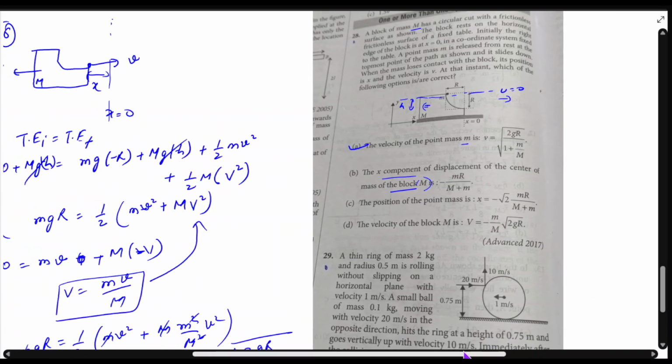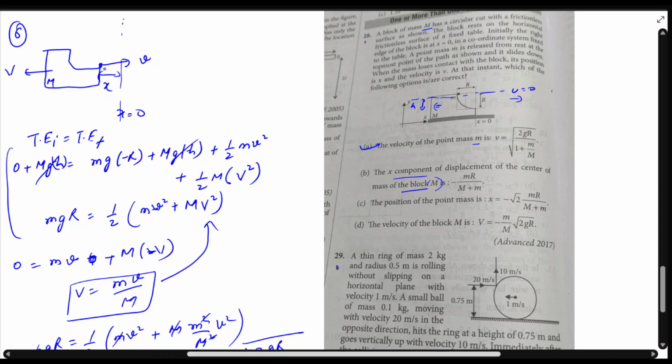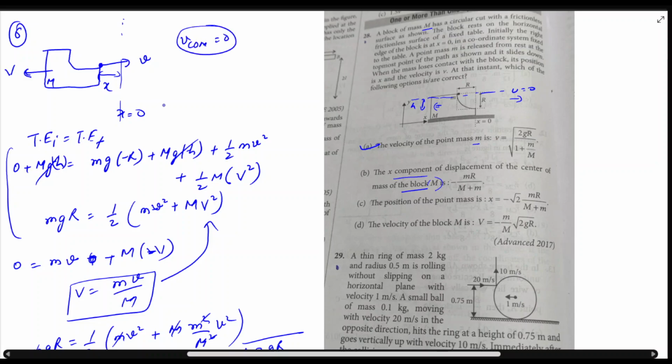Okay. So look, this particle has moved forward and this block has moved backward. And initially the whole system is at rest. So velocity of center of mass must be zero. That means the position of center of mass should be constant, right? So position of center of mass must be constant.